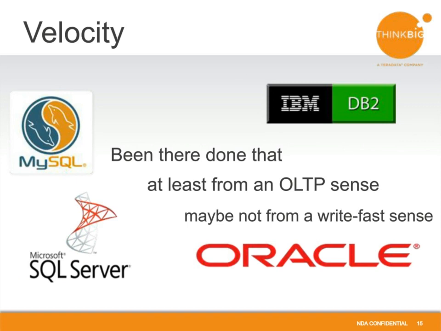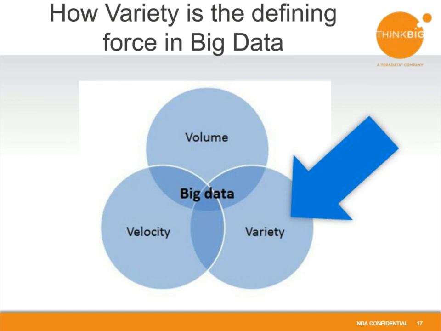Velocity has also been really tackled in the past, especially when it comes from an OLTP transactional perspective, right? MySQL, SQL Server, DB2 and Oracle are all big OLTP, and they're able to handle very, very high volume transactions, but not necessarily from a write fast perspective, right? So usually the workload is broken up between writes and reads, and you'll end up breaking out an operational data store for highly intensive read purposes. So velocity has been attacked in lots of different ways over the years. But the big difference here is variety, and that's the big defining force in big data. So we'll talk a little bit about that.